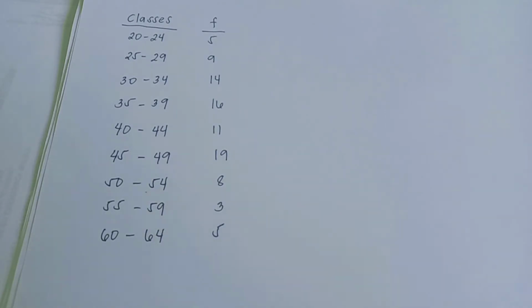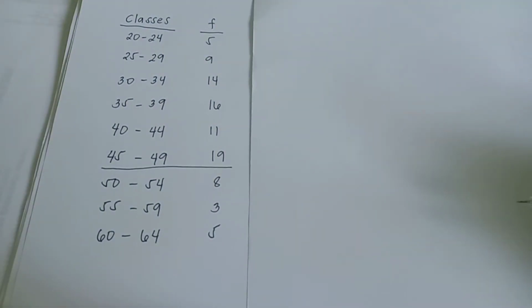Okay, so first, hanapin natin yung modal class. So, sabi daw, ang modal class is the highest frequency. So, kung makita natin dito sa ating example, ang highest frequency natin ay 19. Therefore, ang modal class natin is 45 to 49. Okay, so para mas ma-identify natin, i-underline natin yan. Okay, so since na-identify natin yung modal class, which is 45 to 49.